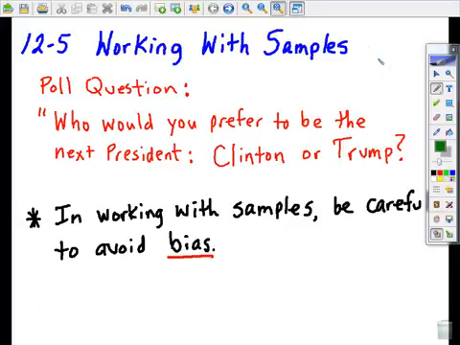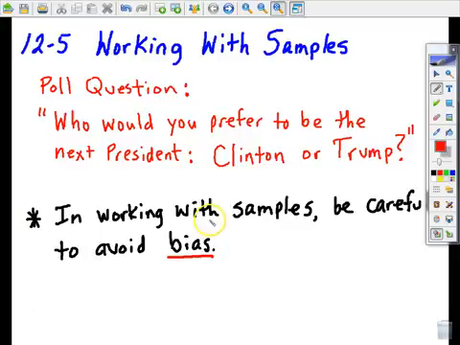Today we're going to introduce another statistical concept, and that is the idea of working with samples. To get this lesson started, let's assume that you want to take a poll, and the question you want to present to people is, since we're in a presidential election season, who would you prefer to be the next president? Would you prefer Clinton or Trump? Now, I understand that we haven't really gotten to the point where these are the nominees for each party, but I'm just throwing this out as an example.